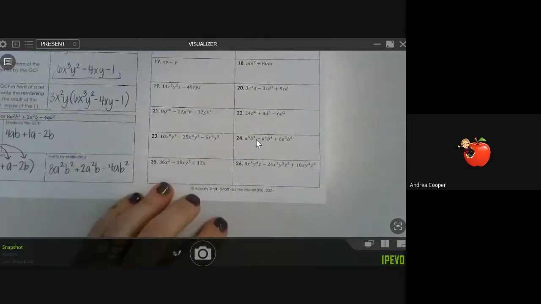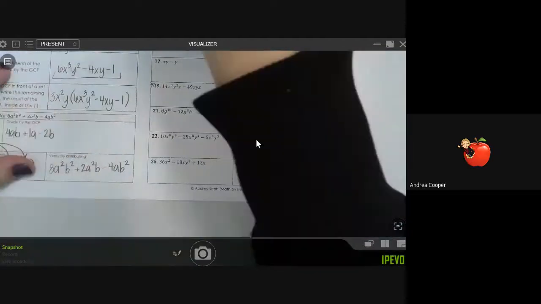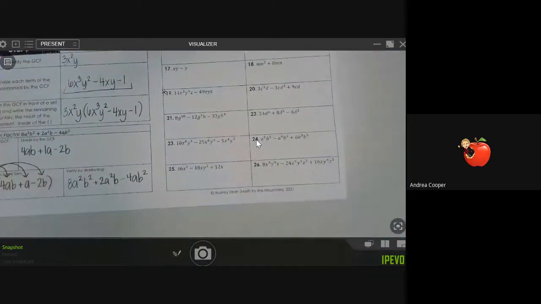Okay, I want you to try 2 more. I want you to try 19, which is right here, and I want you to try 26. Try those for me really quick. 19 and 26.